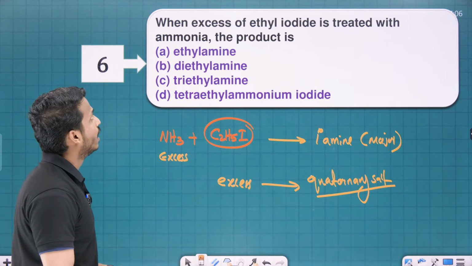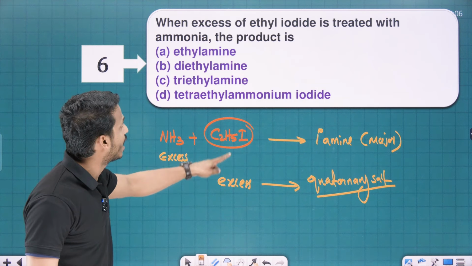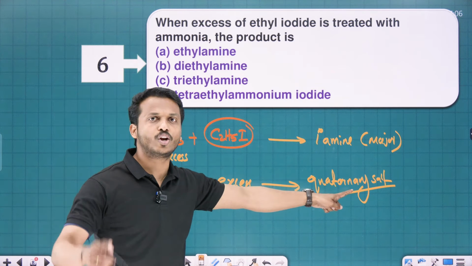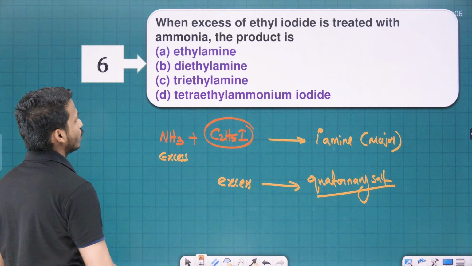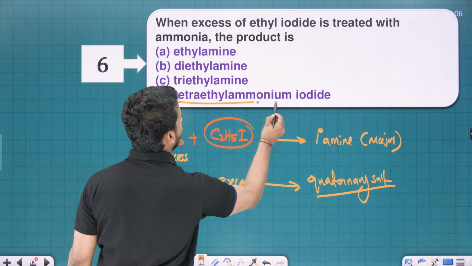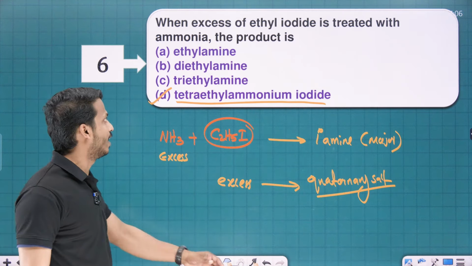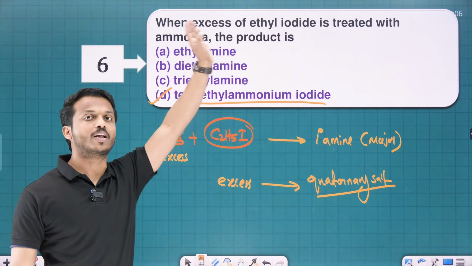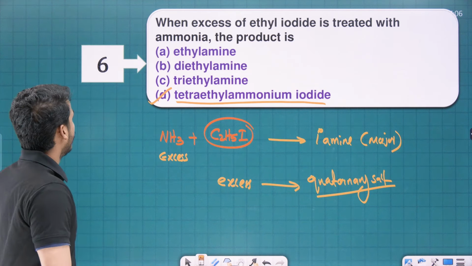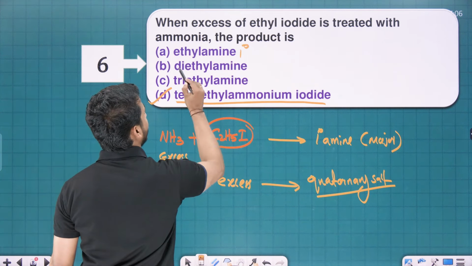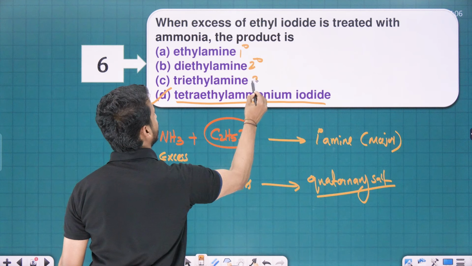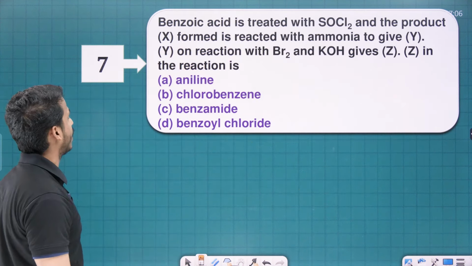So here the question: if they are using excess ethyl iodide, the reaction continues up to quaternary. That means you will get tetraethyl ammonium iodide. What does tetra mean? Quaternary ethyl ammonium iodide. You know, ethylamine is primary, diethylamine is secondary, triethylamine is tertiary, but the reaction continues up to quaternary.